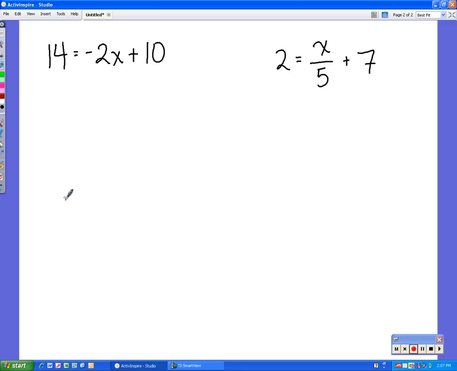This problem looks different because when I draw my line down my equal sign, I notice that my x is here on the right. That's okay. I do the same thing. I evaluate what I need to get rid of first. Is it negative 2, which is being multiplied with x, or is it 10, which is being added? And remember, we have to get rid of addition first. So I want to subtract 10 first, but if I do it on the right, I have to do it on the left also.